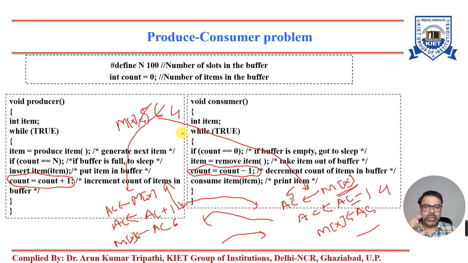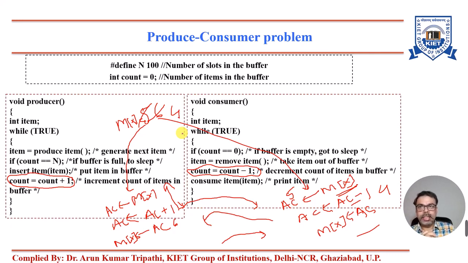So the answer should be 5, because the producer had produced one item, so it will become 6, and after that the consumer is consuming one item, so it should be 6 minus 1, that means 5. So the answer should remain 5, but here the answer is 4.